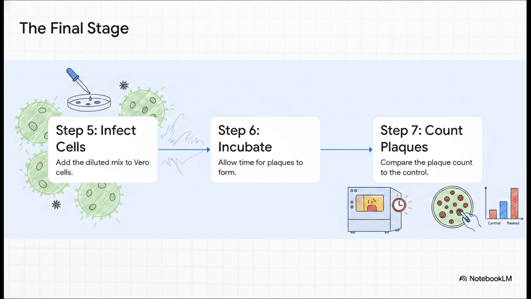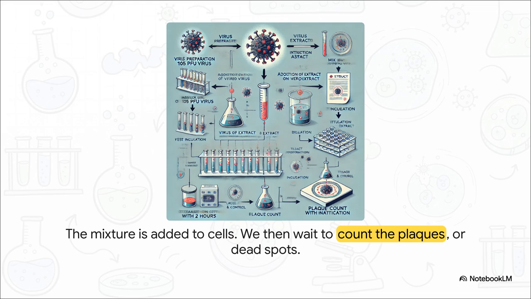After a few days, it's time to count them up and see what we've got. If we look back at our master plan here, you can see this is the final stage. We add the mixture to the cells, and we wait. And at the end of it all, we're just counting the dead spots. And you gotta remember, every single plaque we see represents one virus that our extract failed to stop.